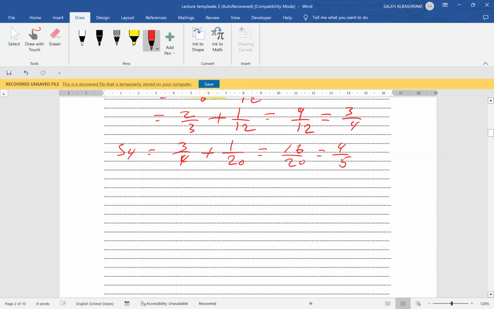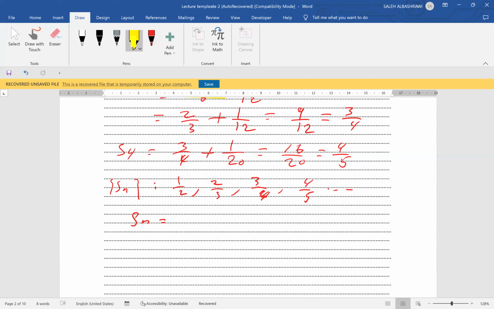So the sequence Sn is given by the first one was 1/2, second term 2 over 3, third term is 3 over 4, and fifth term is 4 over 5. So from this, we can find the general term Sn.